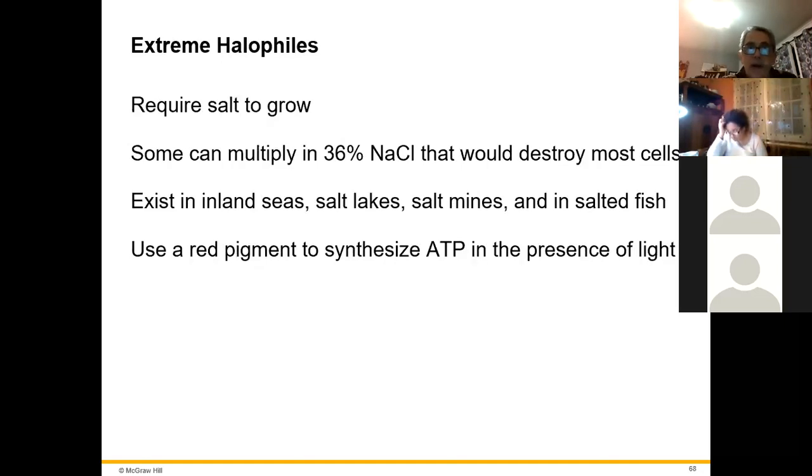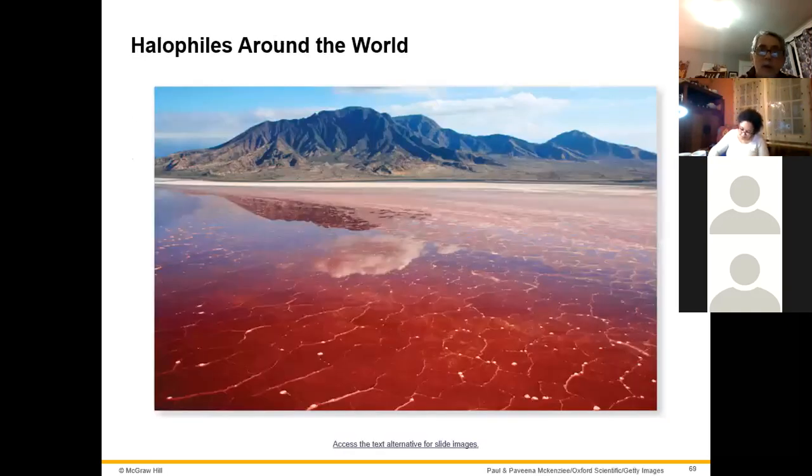Extreme halophiles require salt to grow. Some of them can multiply in 36% sodium chloride that would destroy most cells. They exist in inland seas, salt lakes, salt mines, and in salted fish. They use a red pigment to synthesize ATP in the presence of light. Halophiles around the world: this is just an image of an area that's very salty.